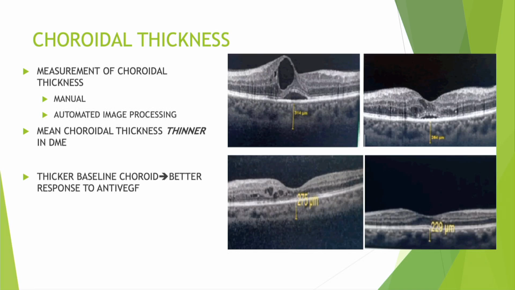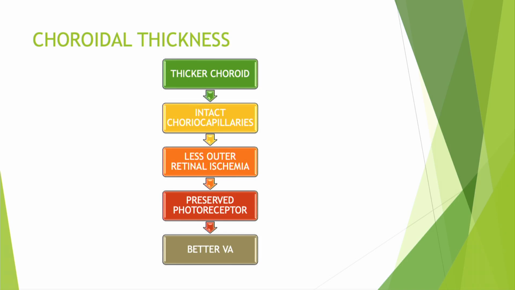The choroidal thickness can be measured either by a manual method or by an automated image processing, the mean choroidal thickness being lesser in patients with DME. And if your DME patient is having a thicker choroid at baseline, it indicates a better response to anti-VEGF because of a more intact choriocapillaris and less of outer retinal ischemia and a better preserved photoreceptors.